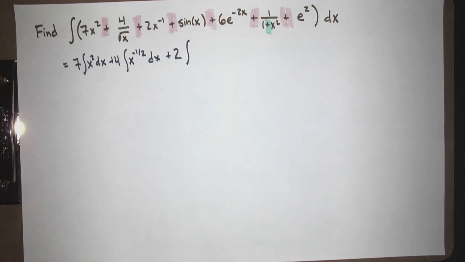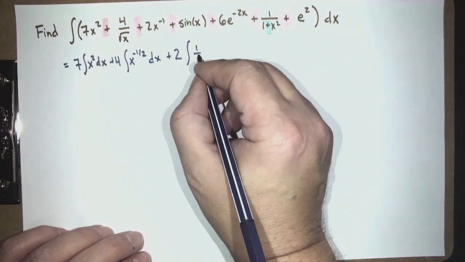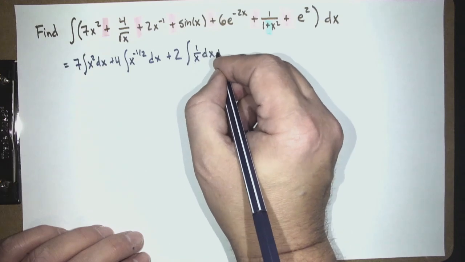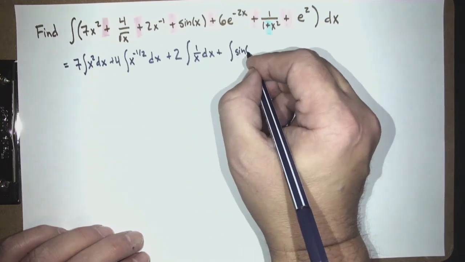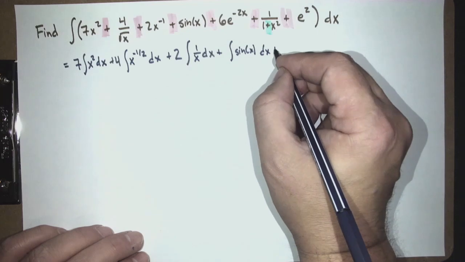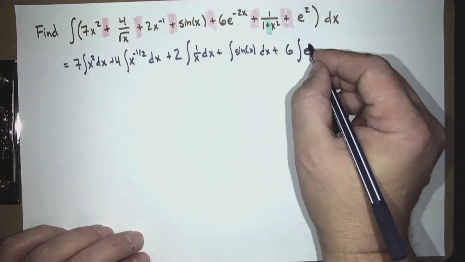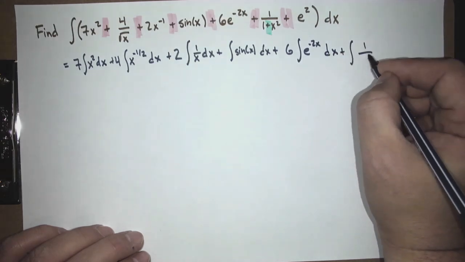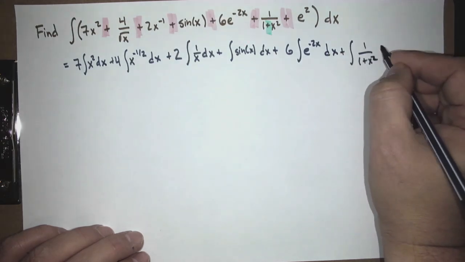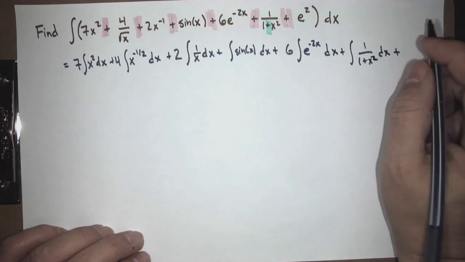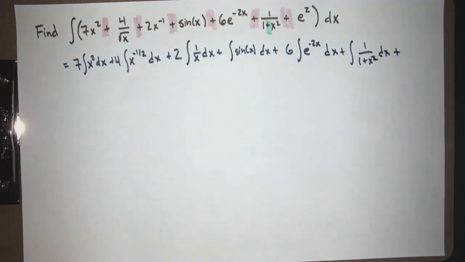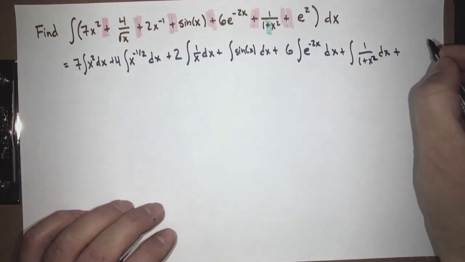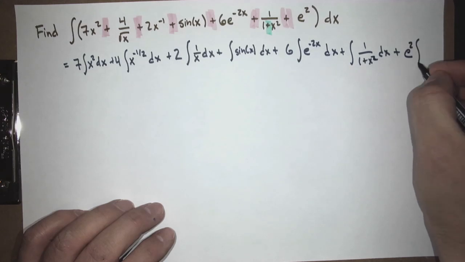1 over x. That's the exception. Why? Because we have a special rule for that one. All right, plus the integral sine of x dx plus 6 integral e to the minus 2x dx plus the integral 1 over 1 plus x squared dx plus, now, what do we do with this e squared? What is that? It's a constant. Okay, so if we pull it out, we just have e squared integral dx.